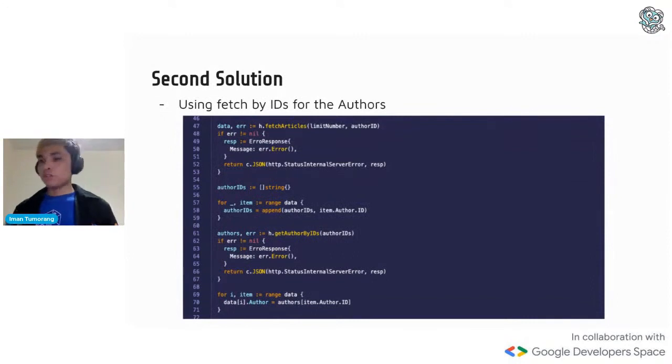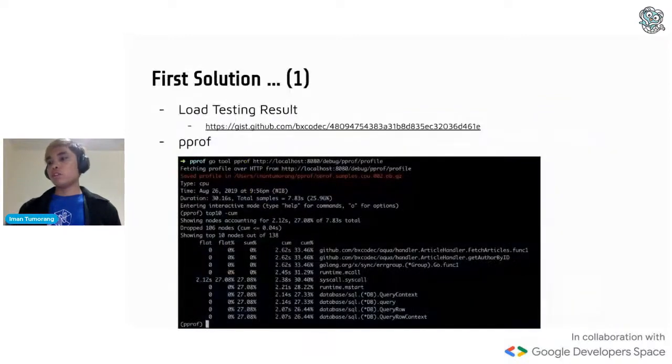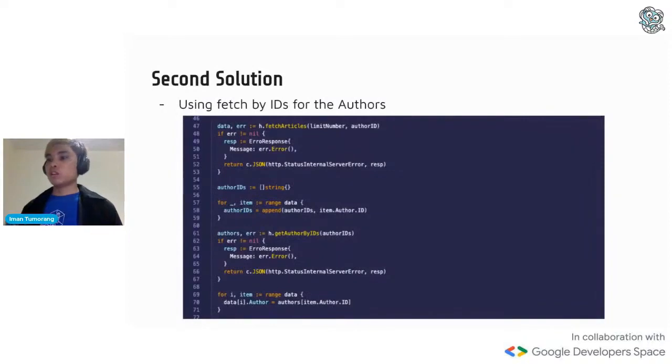Maybe some of your friends propose a solution, like maybe what if we do a batch query to the database to get the author details. That's what I've done here. Instead of doing it one by one using goroutines, I try batching the query to get the authors based on the array that we have.